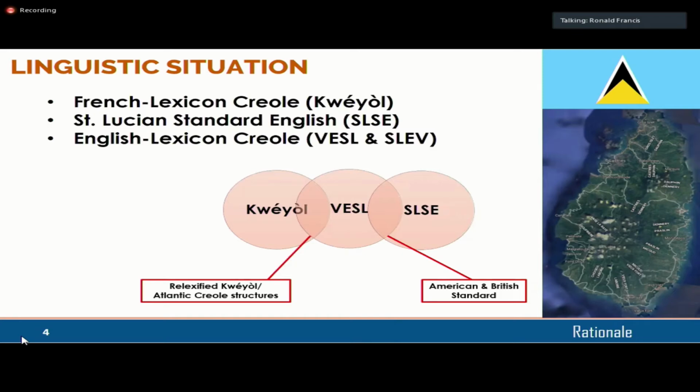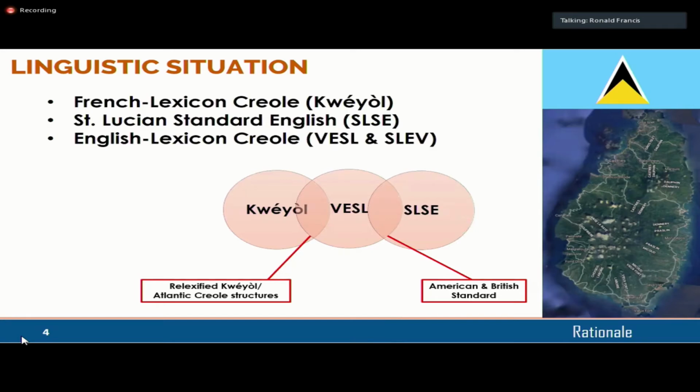Some scholars say that it is re-lexified Creole and that it includes a lot of Atlantic Creole structures. Some people think that it is closer to English actually than French Creole. I will adopt the position that there are parts of Vessel that look like Creole, and in a way they are re-lexified Creole. I won't enter into that argument too much here because there isn't any time, but I elaborate on that in my thesis.